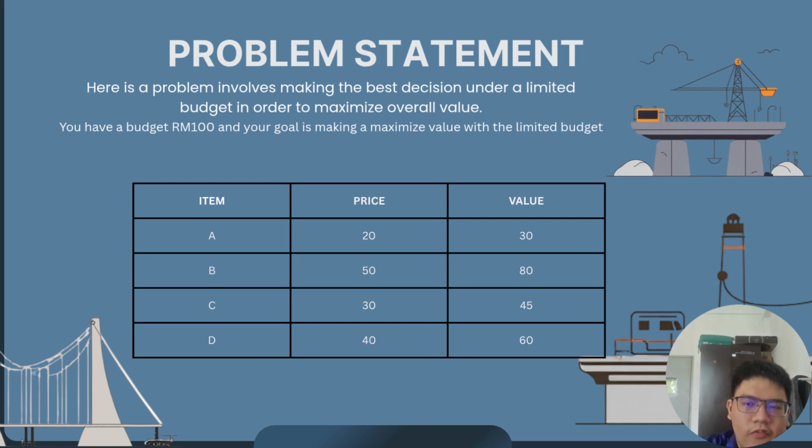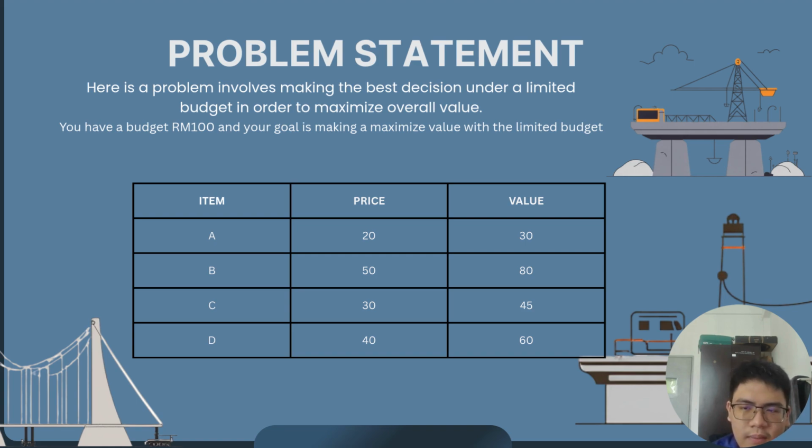Here is a problem involving making the best decision under a limited budget in order to maximize overall value. You have a budget of about 100 ringgit and your goal is to maximize value within the limited budget. In this problem, I am giving a budget of 100 ringgit. There are 4 items, each with a different price and value score. The challenge is to select a combination of items that does not exceed the budget while maximizing the total value. This simulates a real-life shopping decision where we want the best value for our money.